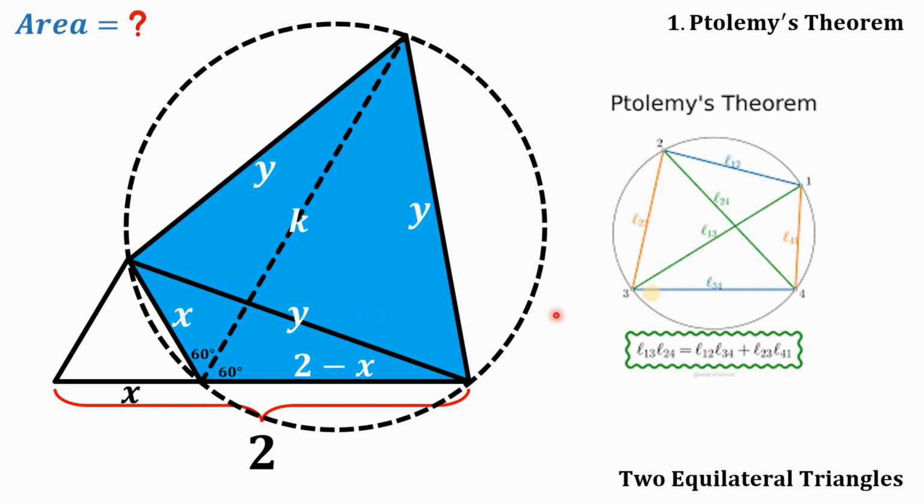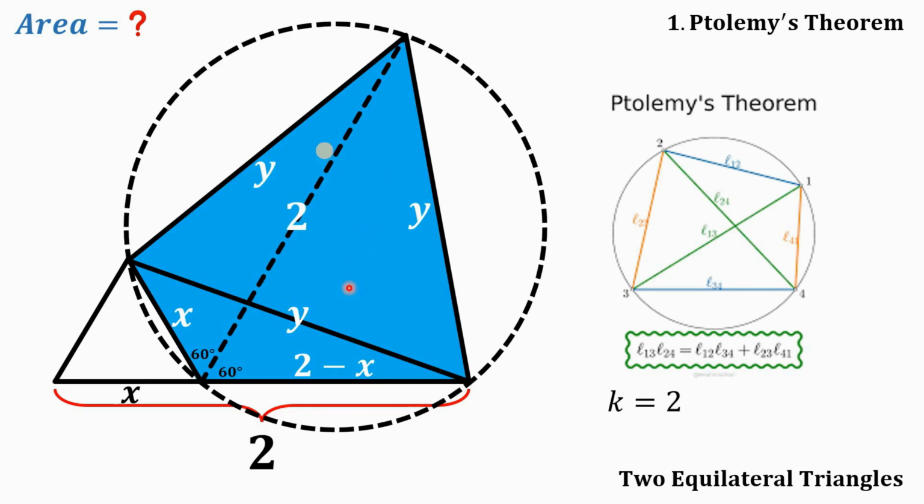Now, we can apply Ptolemy's theorem. And if we do that, we have k times y equals y times (2 minus x) plus x times y. If we simplify this, the right-hand side becomes 2 times y minus x times y plus xy. Now, negative x times y and positive x times y is 0. So this becomes k times y equals 2 times y. And we know the value of y is not equal to 0, so we can divide both sides by y. In short, the value of k must be equal to 2 units. So we can replace this k with 2 units like this.